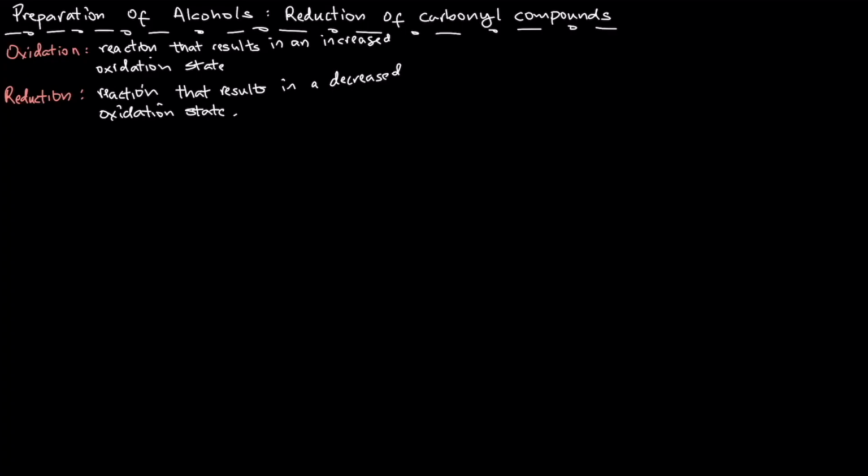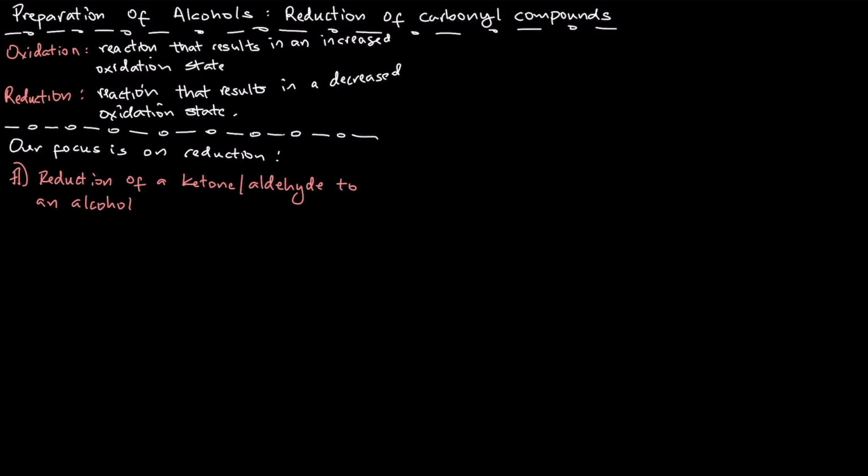So recall from general chemistry that oxidation reactions are reactions that result in an increased oxidation state, and reduction reactions are reactions that result in a decreased oxidation state of a molecule. But our focus is going to be on reductions to prepare alcohols. So the first type of reduction we're going to really focus on is the reduction of a ketone or an aldehyde to an alcohol. In order to do this, we need to use a reducing agent to make this work.